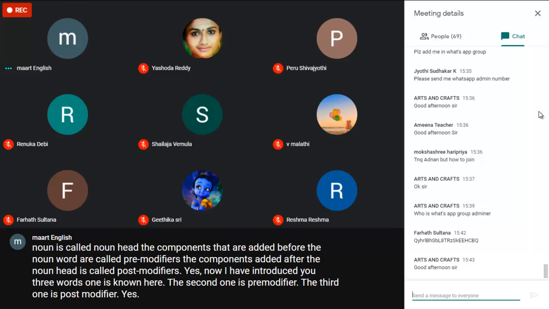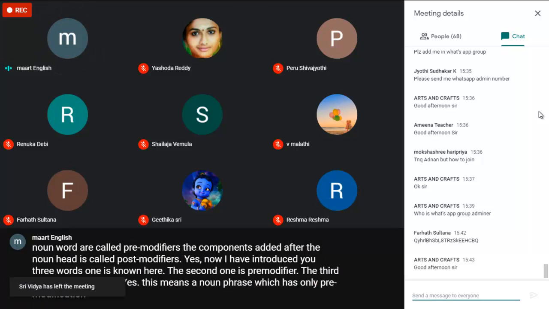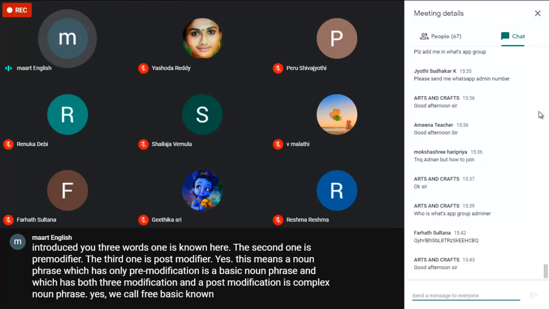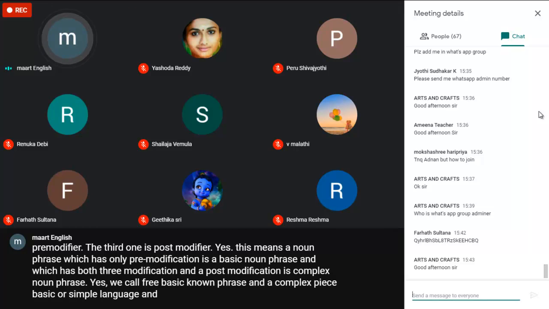This means a noun phrase which has only pre-modification is a basic noun phrase, and which has both pre-modification and post-modification is a complex noun phrase. We call them basic or simple noun phrase and complex noun phrase.